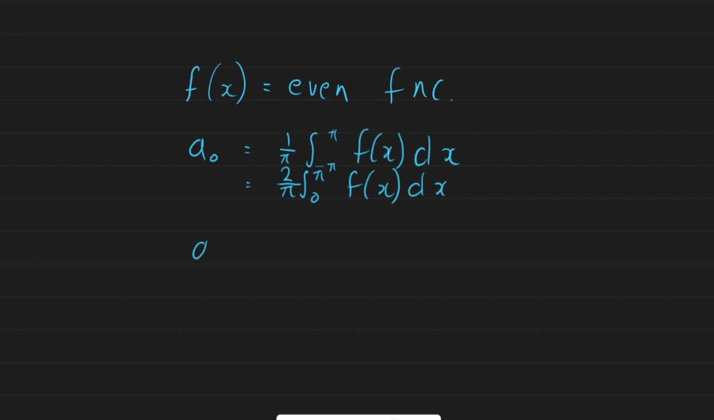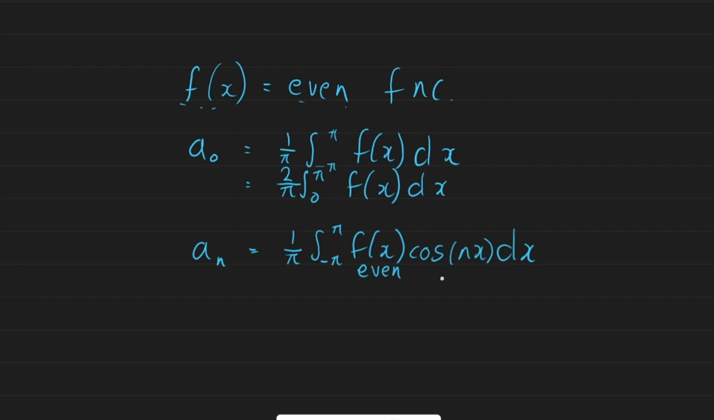Then we can look at an. So an, same story, we have 1 over pi integral from minus pi to pi of f of x cos nx. So what we have here, since we said that f of x is an even function, we have an even function and we are multiplying it by cos nx.